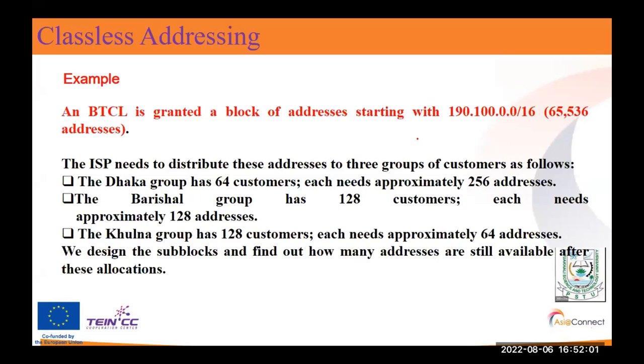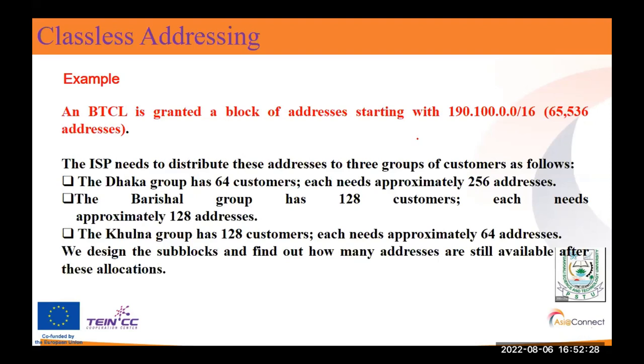2^16 would be the host address. That means 16 would be the suffix, and the total number of addresses is 2^(32-n). That means 65,536 hosts can be connected in this BTCL network. In this block. Okay, but then the ISP provider wants to distribute this address block to three groups of customers.